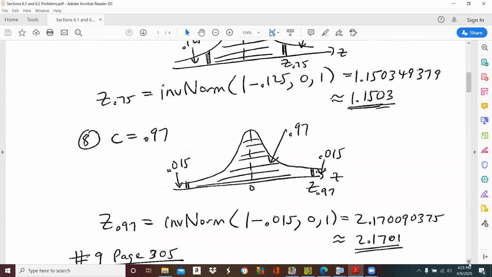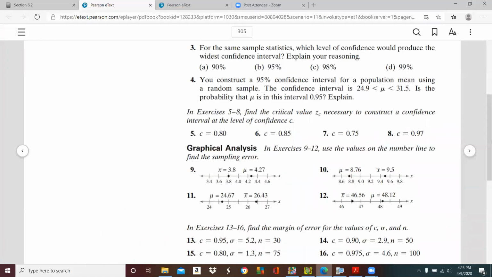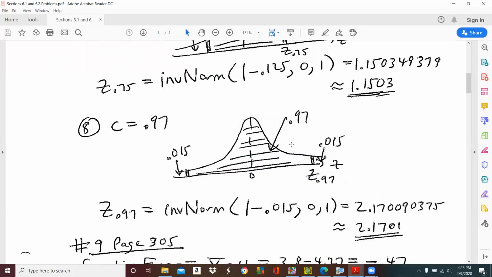Finally, for a 97% level of confidence, that's what they show in question 8, 0.97 is the area in the middle. What's left is 3%, 1.5% on the left, 1.5% on the right. We use 0.015 instead of the percentage. The area to the left of the critical value is 1 minus 0.015. And then we get our critical value, 2.1717, again, inverse normal.